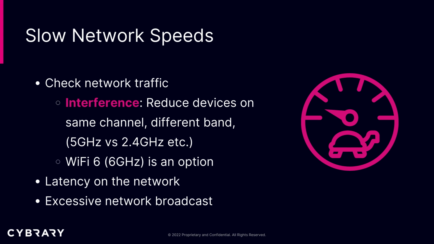Latency on the network is a problem as well, and we'll talk about latency in more detail. And also excessive network broadcast. When devices are on a network, they constantly communicate, trying to find IP addresses, trying to find the router. This is like network chatter. The more devices you have on there, the more network broadcast you have, thus reducing the network speeds.